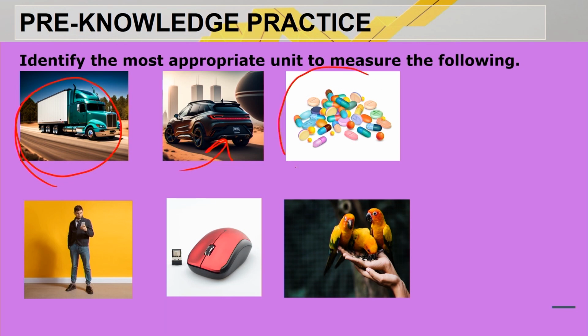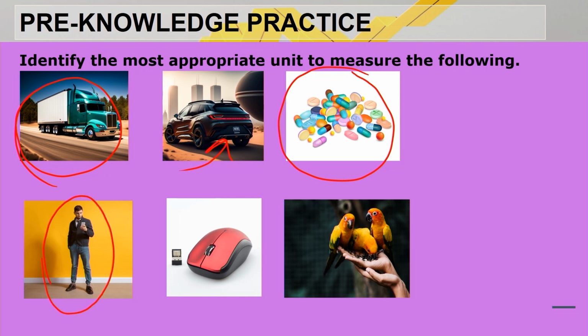When it gets to medicine, it is quite small, so it's going to be in centimeters and grams, but the ingredients inside the medicine will be measured in milligrams. When we look at people, it is going to be either centimeter or meter. It depends on the question and the circumstances, and then the weight will be in kilograms. Then a mouse, it's a computer mouse, it's going to be in centimeters and grams. And then there are some beautiful lovebirds, and the lovebirds will weigh a few grams, so we're going to work with grams, and their length will be in centimeters.